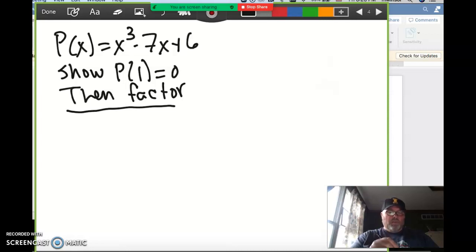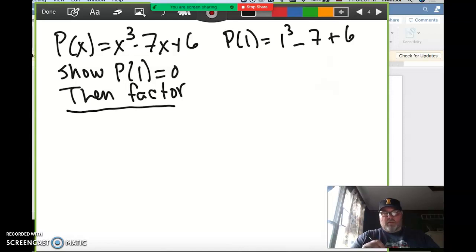So let's show that p of 1 is equal to 0. That's 1 cubed minus 7 plus 6. 1 minus 7 is negative 6, plus 6 is equal to 0. It checks out, so we know that 1 is a root. So I can then take 1 and do some synthetic division.